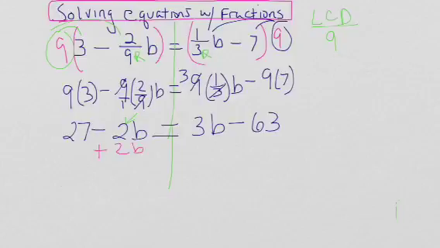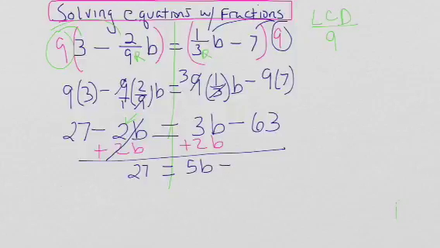And if I add 2b on the left-hand side of the street, I have to add 2b to the right-hand side of the street. Again, you want to make sure you add friends with friends. So this is a 0 pair, and I'm left on the left-hand side with 27 equals 3b's plus 2b's gives me 5b's minus 63.